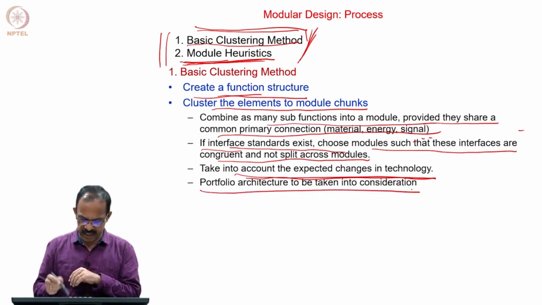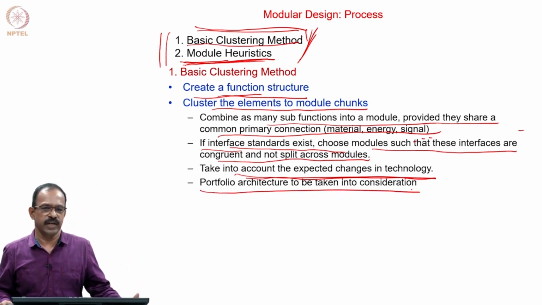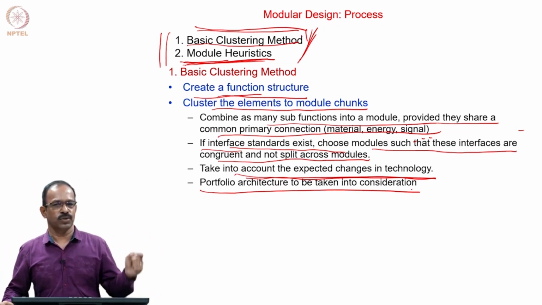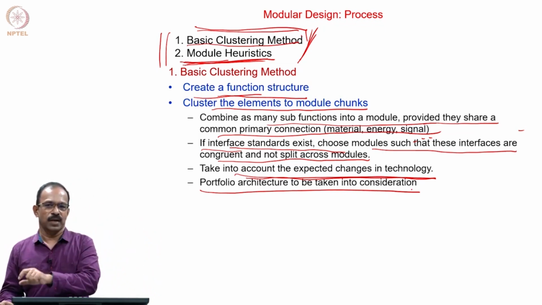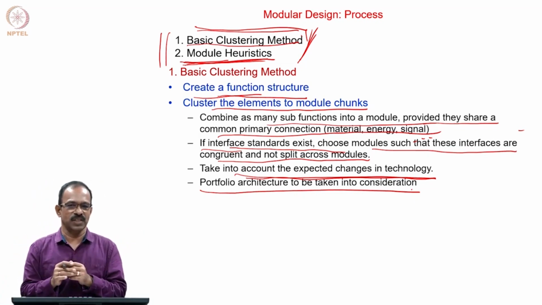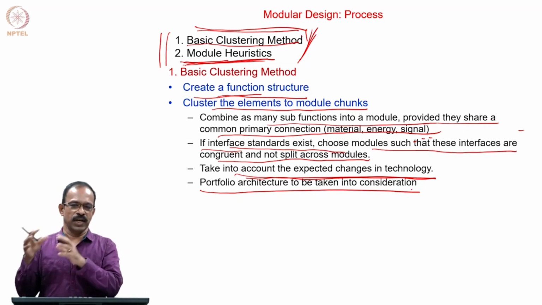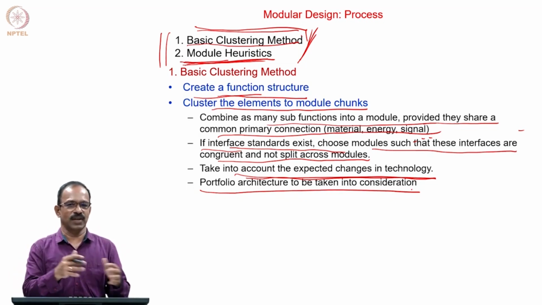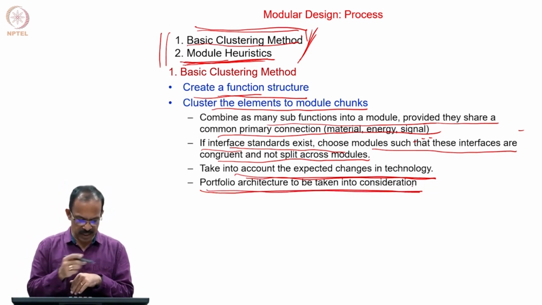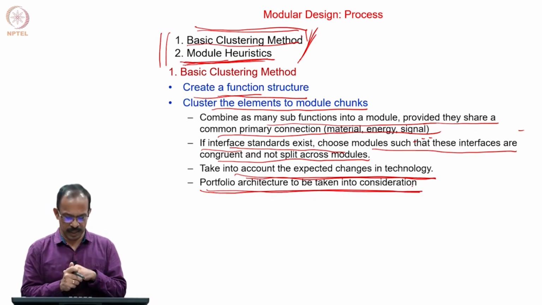And then take into account the portfolio architecture also. Suppose you already decided the portfolio and you identified that there should be 4 products, and there is a requirement of low cost and high quality or high capacity, then keep that in mind. Suppose you need to change the capacity, then the capacity part can be a module, so that you can have different capacities and different products. That is how you can consider the portfolio architecture in the product architecture decision.